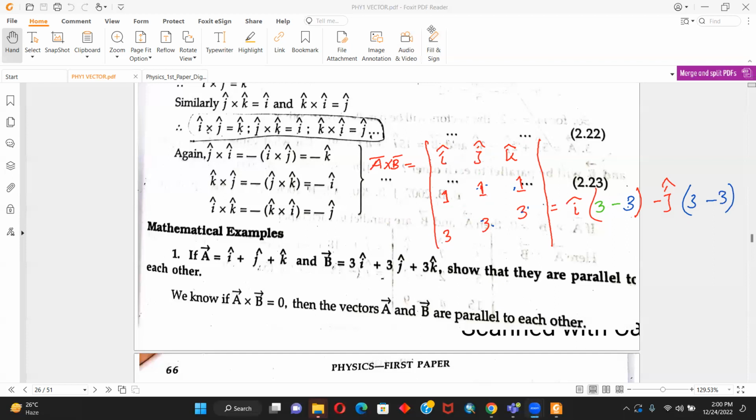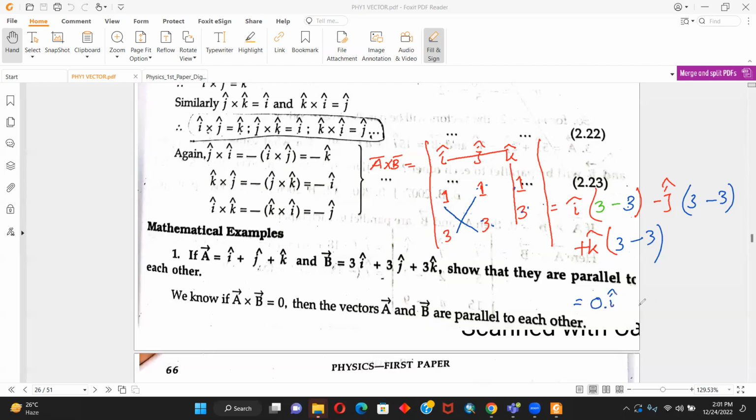Now for k, we will cancel the rows and columns involving k. So plus k. You might think, how am I understanding that i is taking positive and j is taking negative? There is a formula for all of this, because when you study the determinant chapter, you'll get that. So now 1 times 3 minus 3 times 1. That will be 0.